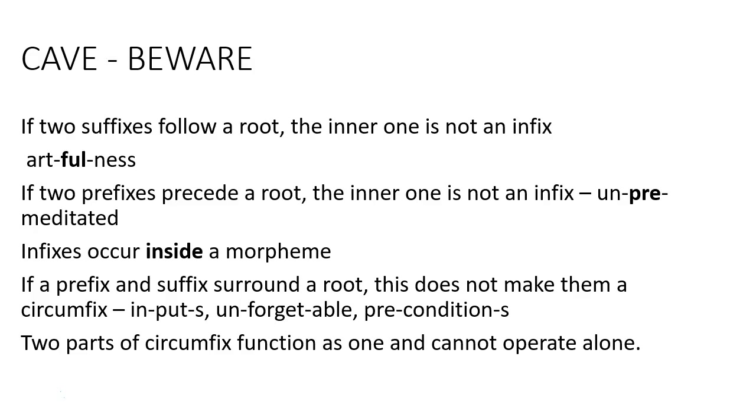Input, the in functions with put to say what you've put into the meeting, and the s tells you that there was more than one thing that you put into the meeting. Forget is the quality of not remembering something. Able, being able to not remember something. Un, not being able to not remember something, but they can be split apart. Whereas the two parts of a circumfix must function as one and they cannot operate alone. So I hope that's clarified that a little bit more.